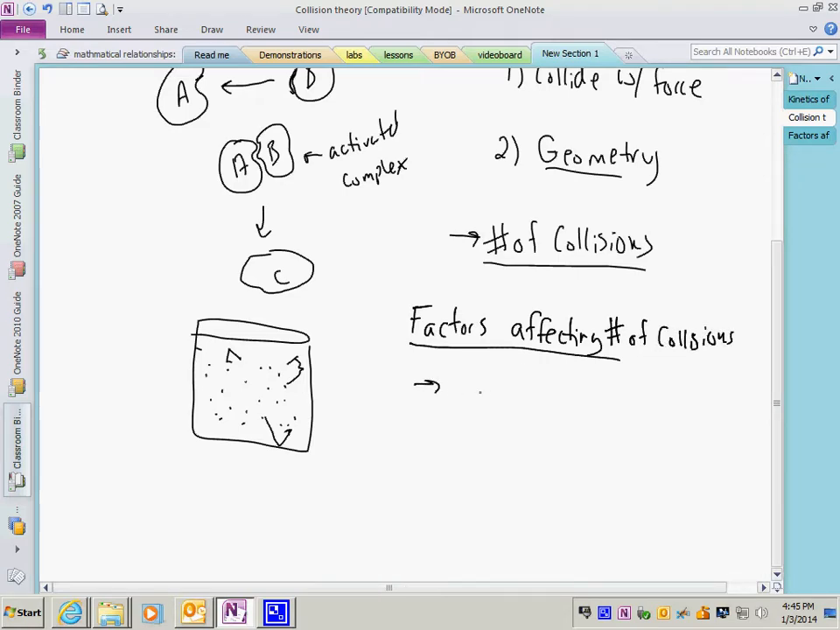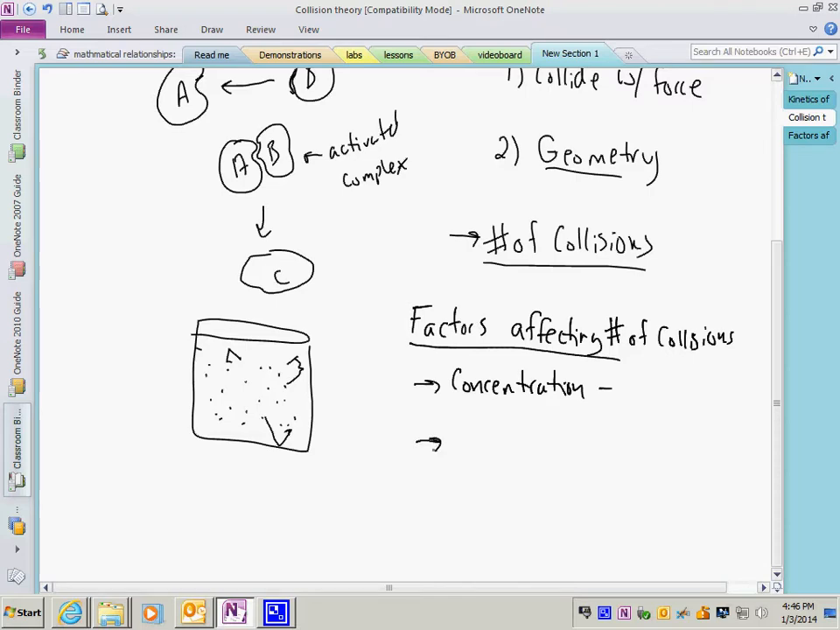Number one is simply going to be concentration. If you increase the concentration of A and B for a given volume, concentration is stuff per area, this is going to give you more particles, and therefore they're moving, and therefore more collisions. It's like putting a bunch of people in a room. As they're moving around, they bump into each other. You get more people, they're going to bump into each other more.